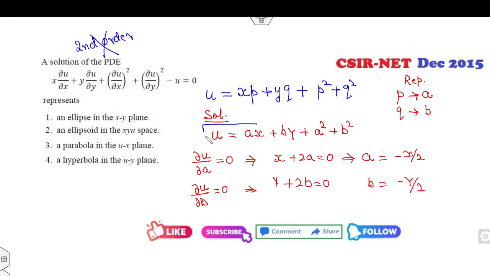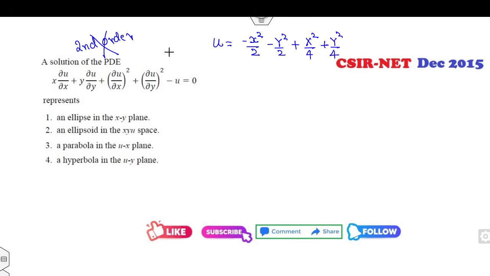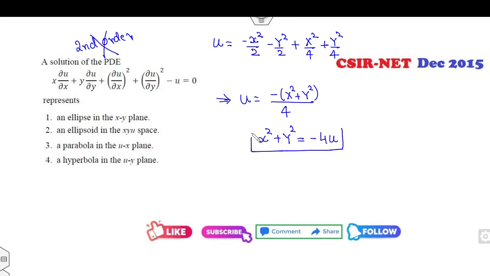I can substitute the value of a and b in this equation. So u will be minus x square by 2 minus y square by 2 plus x square by 4 plus y square over 4. So let me clear this. I can simplify this. It will be 4 is the LCM, minus x square plus y square. That means x square plus y square is minus 4 times u.